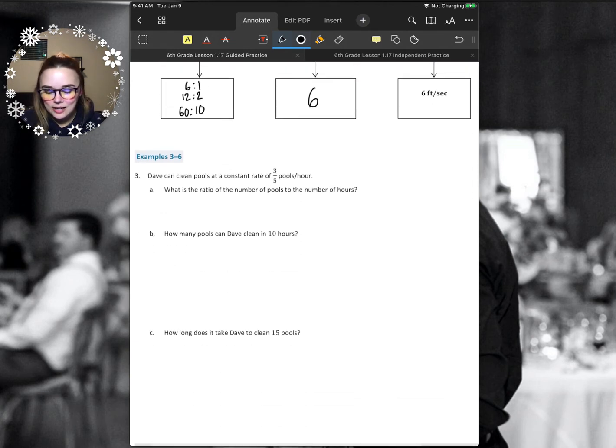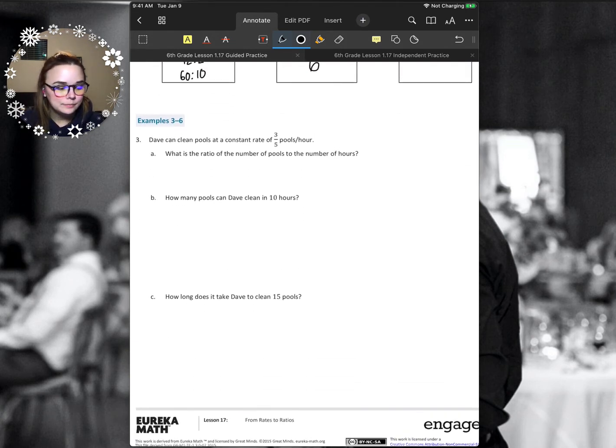All right, let's take a look at example 3. We're looking at Dave, who can clean pools at a constant rate of 3/5 pools per hour. So he can clean about 3/5 of a pool in an hour. For our ratio, we're taking that fraction, like we did for B, where we turned our ratio into a fraction. We're going to go backwards here to get to our ratio.